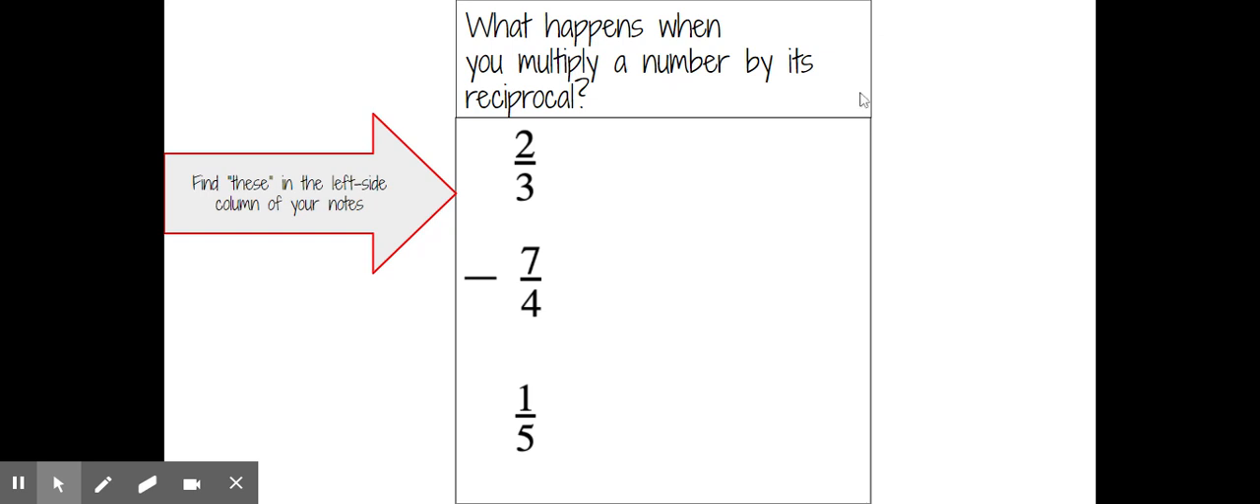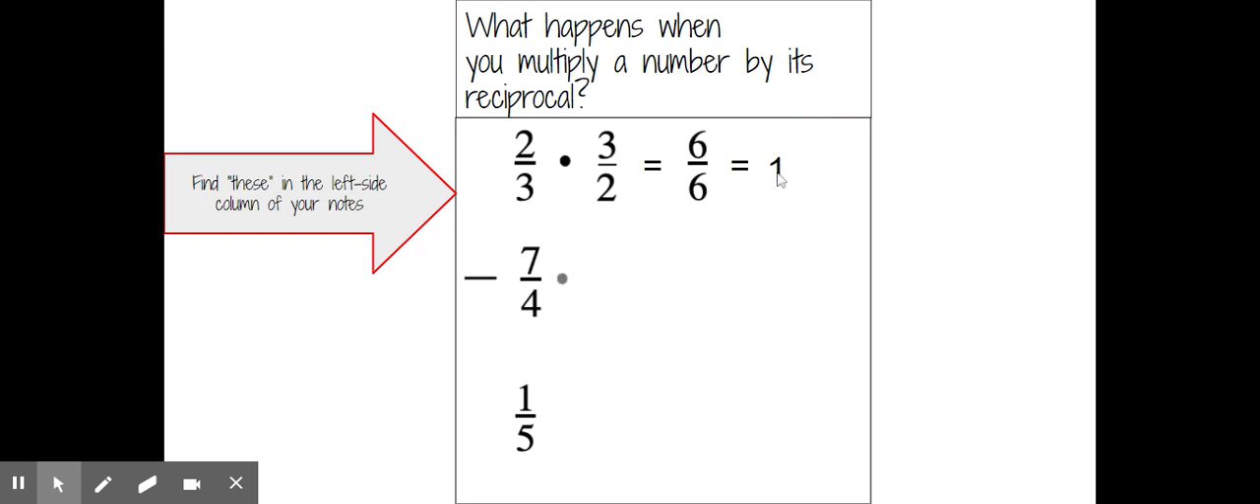All right, we know reciprocal means that we take a numerator and denominator and flip it. So what would happen if I took the number 2/3 and multiplied it by its reciprocal? The reciprocal of 2/3 would be 3/2. What would happen here? Let's just multiply straight across. The top and the bottom, I would get 6/6, which we know 6 divided by 6 is the same thing as 1.